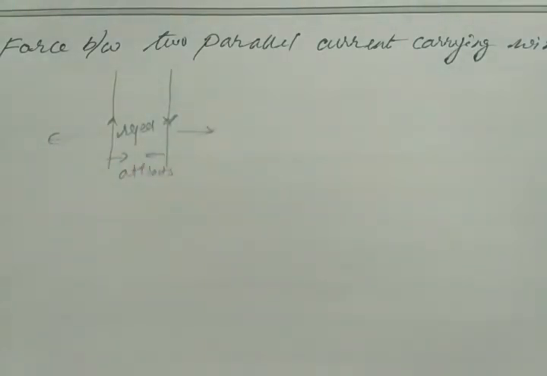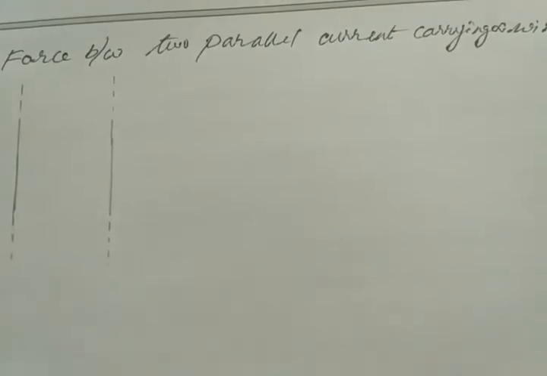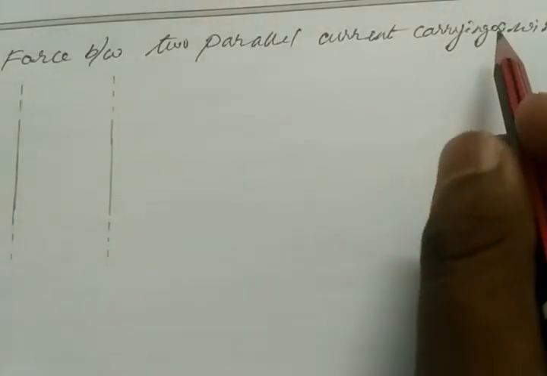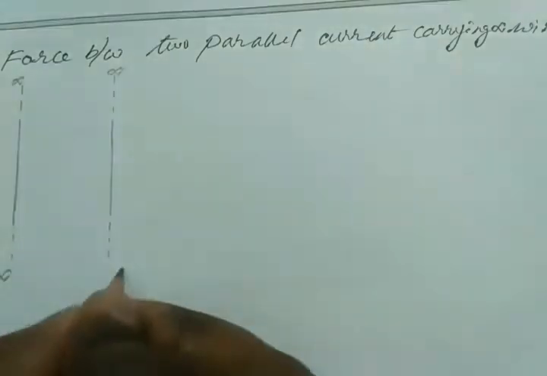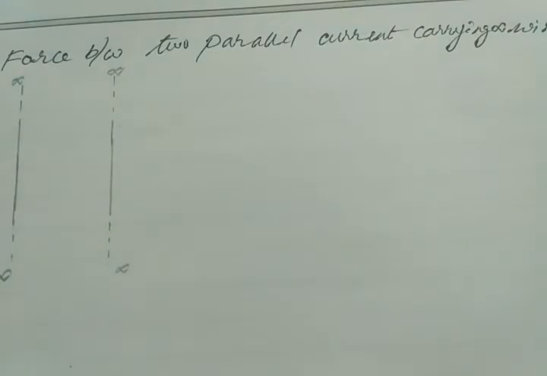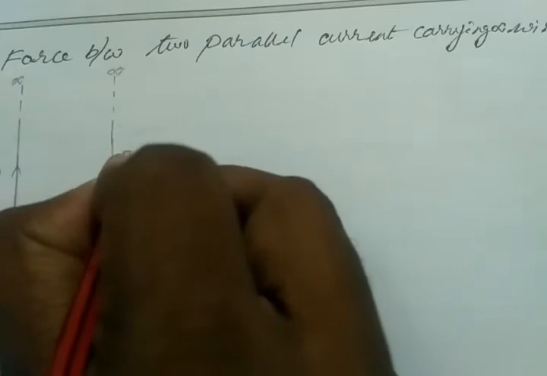So let's see, we will solve one derivation. Here is the word infinity: current carrying infinite wire. So here we have two infinite wires. We take the condition that the two wires carry current in the same direction. The first wire carries current I1, the second wire carries current I2.